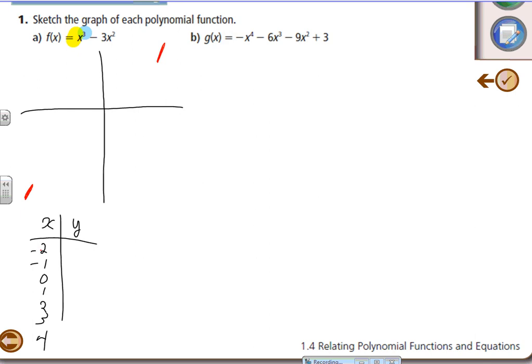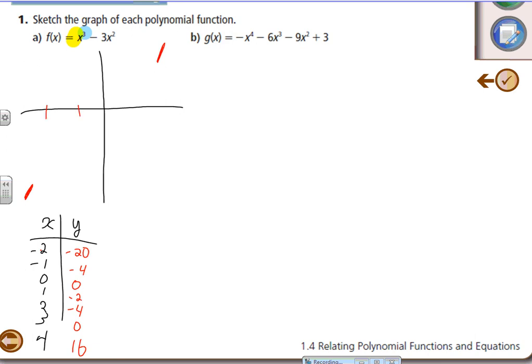If we plug in -2 in there, -2 cubed minus 3 times -2 squared, we should come up with -20. At -1, plugging it in, you should come up with -4. At 0, plugging it in, it's going to be 0. At 1, plugging in comes out -2, then -4, 0, and 16. So we just start graphing those.